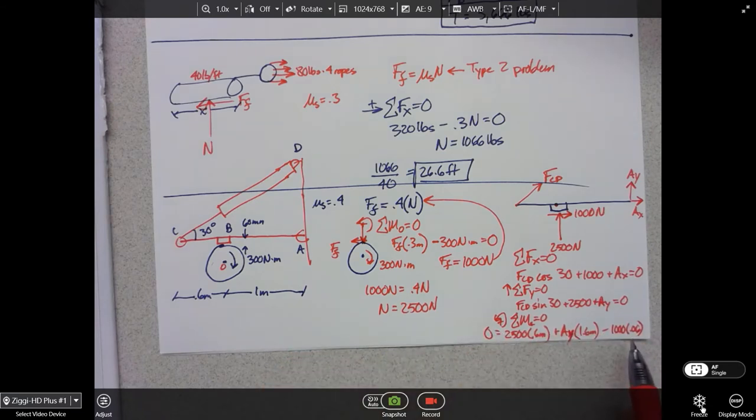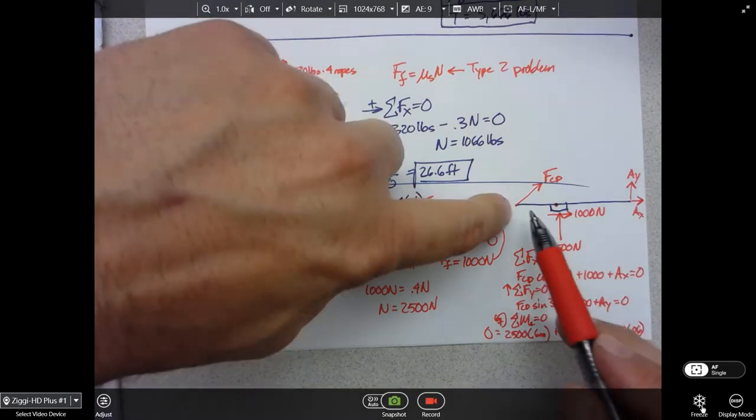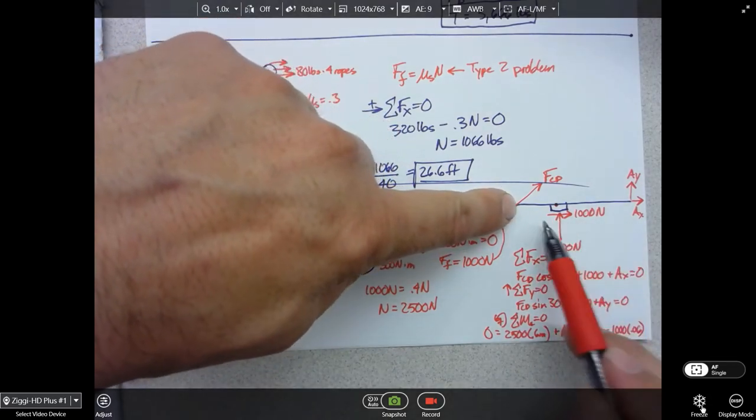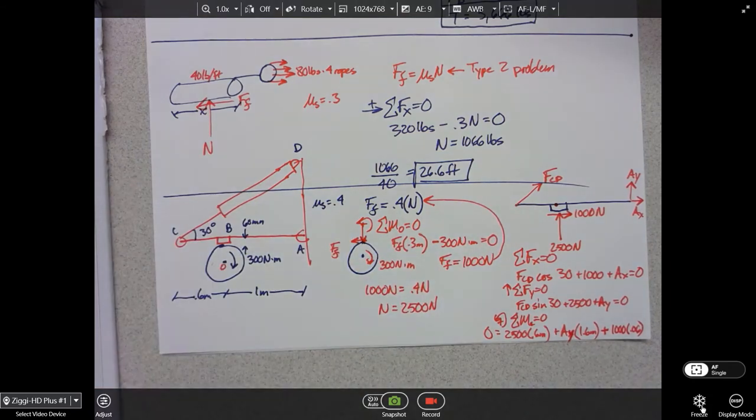Because the brake pad has a little bit of thickness, which is 60 millimeters. AY is positive, which means that friction is also positive for the moment. Snap, you're right. Because I'm summing it about here, this would cause a positive moment. So this sign should be positive as well. Thank you. It's plus 1,000 times 0.06 here. Okay.